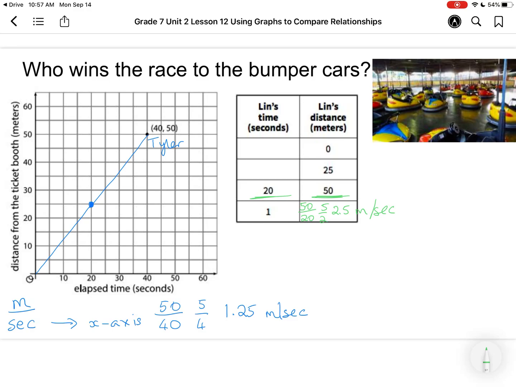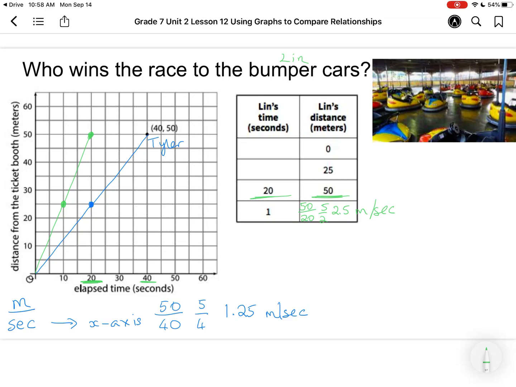And let's draw the graph representing Lynn's trip. So she's going for 20 seconds, and I'm going to go up to 50. And I'll fill in one more point to make it easy for me to draw my line. So 10 seconds would be 25 meters, and now let me draw my line. And we can see that Lynn got there in 20 seconds. It took Tyler 40 seconds, so Lynn gets there more quickly. So Lynn wins the race.